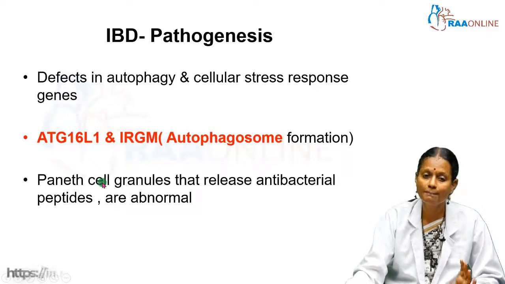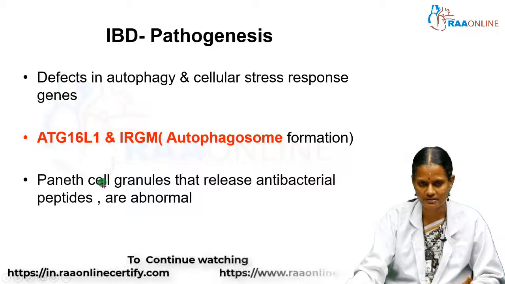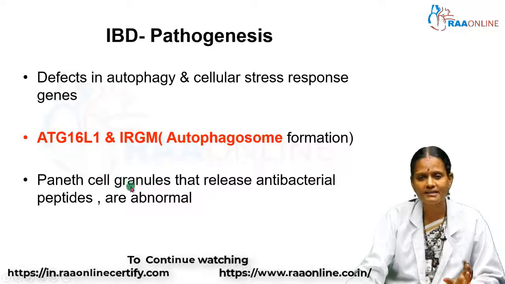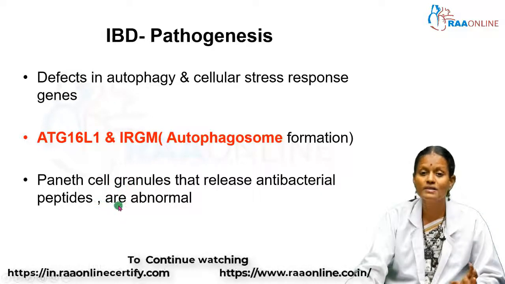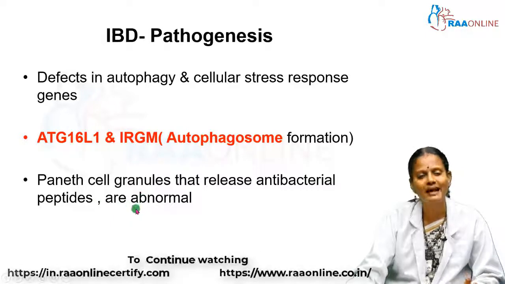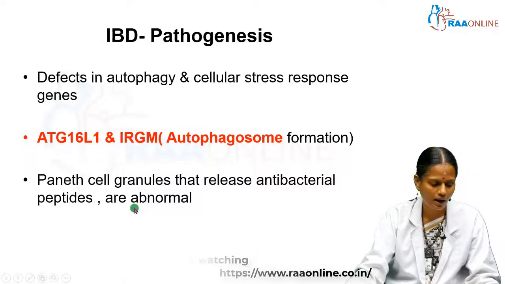Also, we know about the Paneth cells which are present in the intestine. They may secrete certain antibacterial peptides which are not normal but abnormal, that may trigger the mucosal immune system.